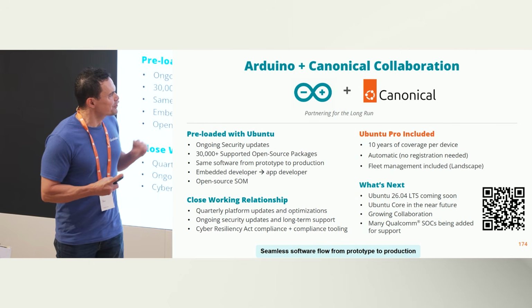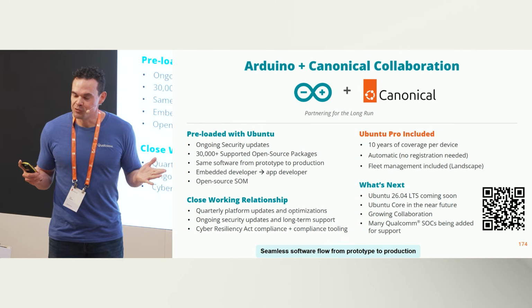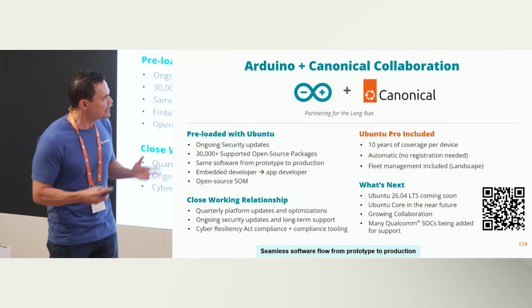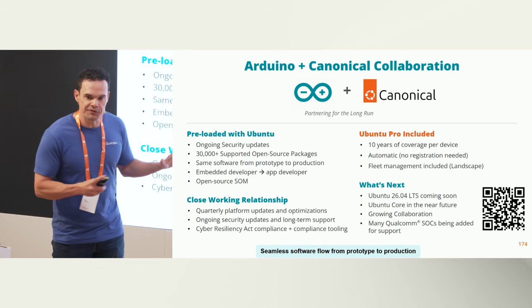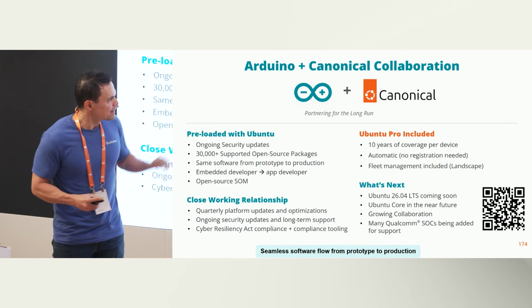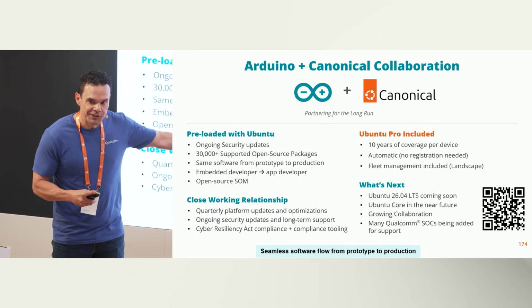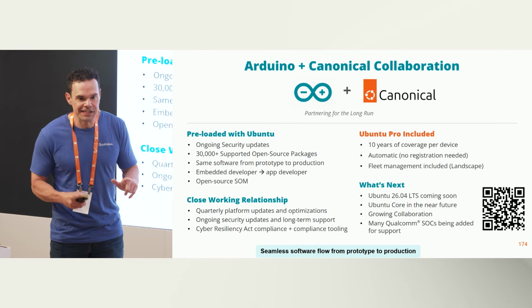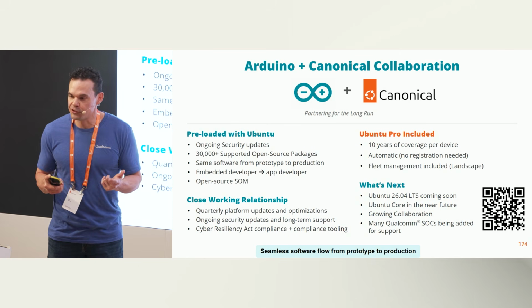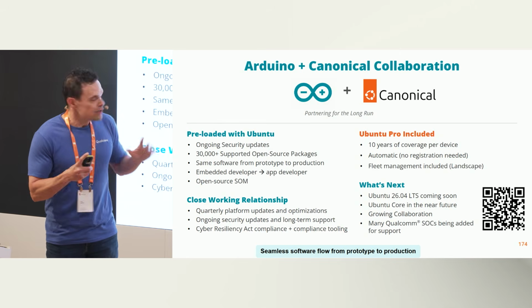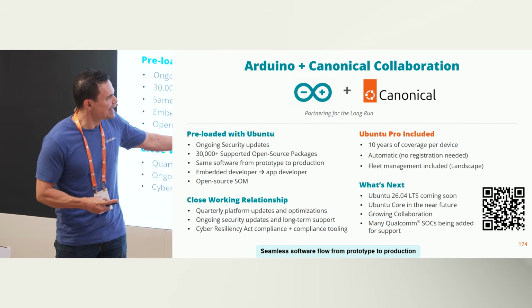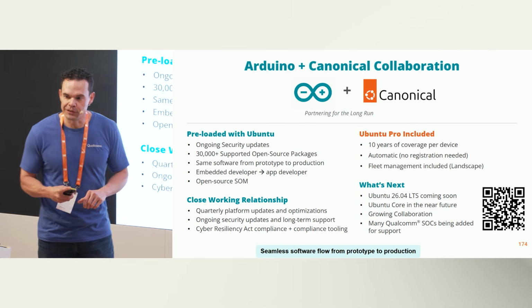For the users, we're including Ubuntu Pro as part of the VENTUNO Q experience. And it gives you 10 years of coverage per device. It's automatic. You don't have to put in your email address. You don't have to register. A unique key is going to be preloaded on every board so that it just works out of the box. And if you really need it, that means you could do fleet management, including landscape.